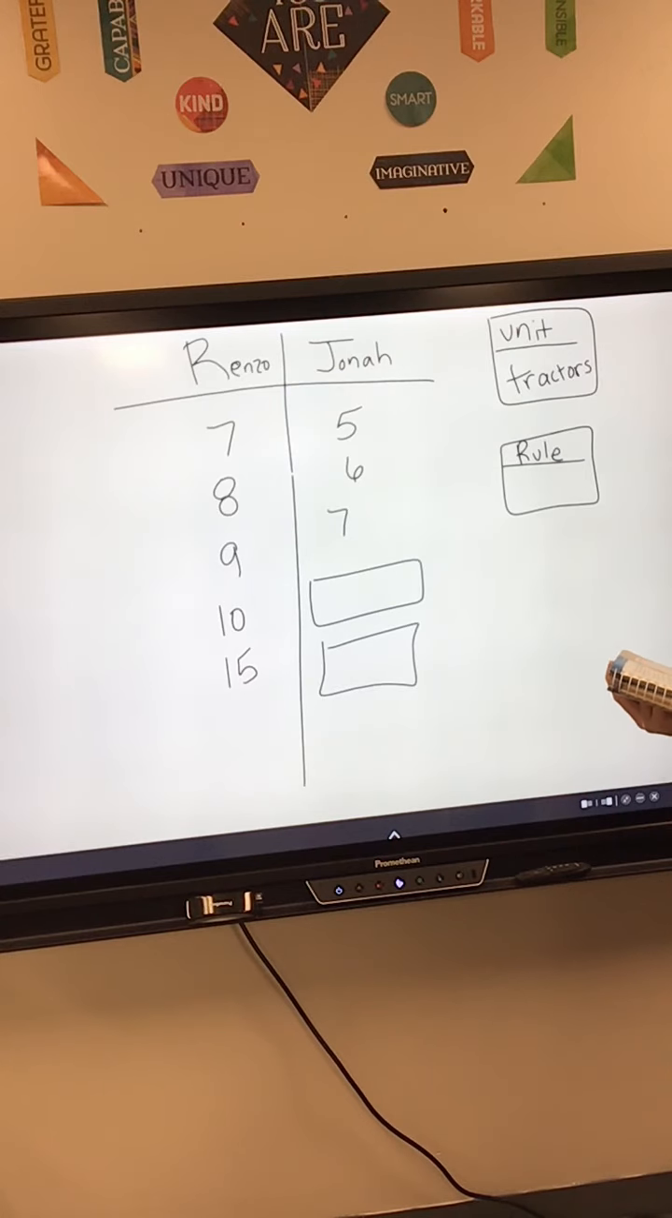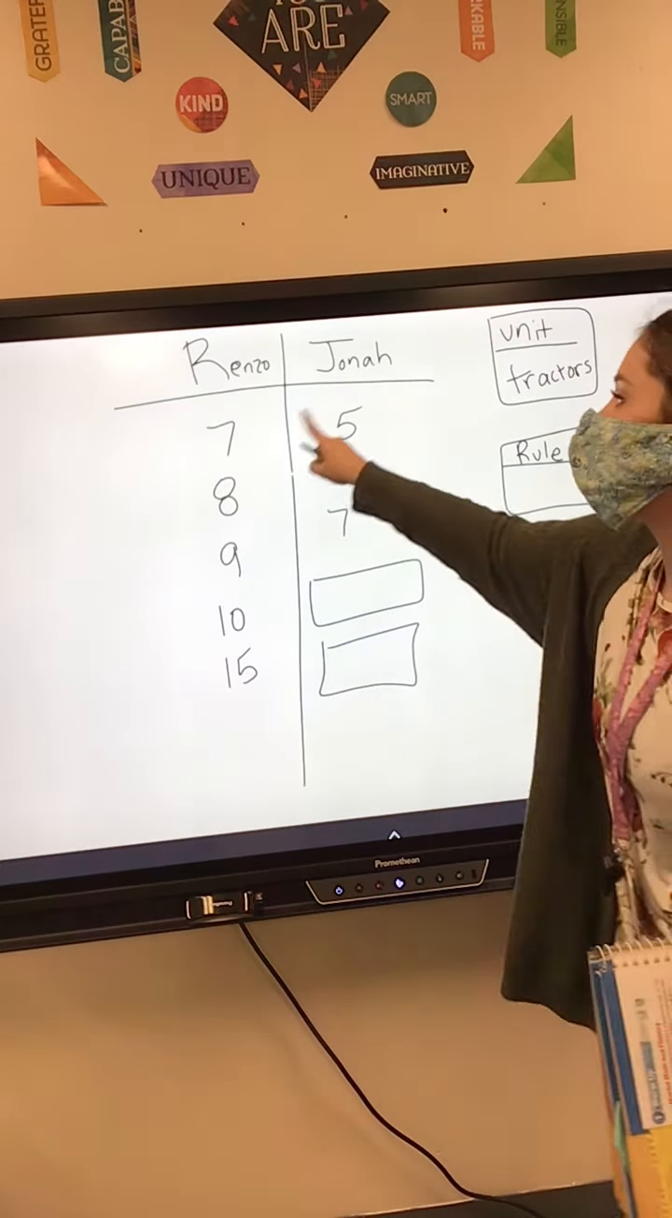First off, let's look at our chart. Who is going to always have more tractors, Renzo or Jonah? Renzo is always going to have more tractors, right? Now, how many more tractors will Renzo always have? See if you can figure out how many more he always has.